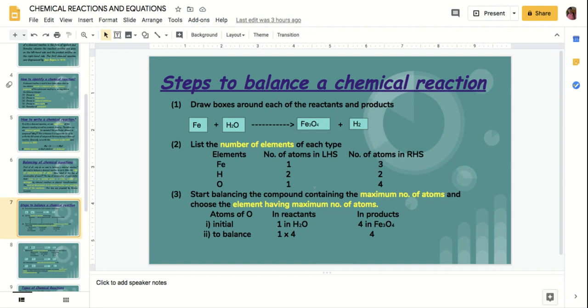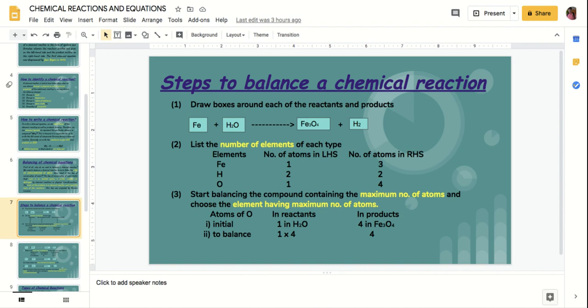So see, in the LHS, that means in the reactant side, only one Fe is there, two H are there, and one oxygen is there. In the RHS, that means in the product side, three atoms of Fe are there, two atoms of hydrogen are there, and four atoms of oxygen are there. Now what to do next?